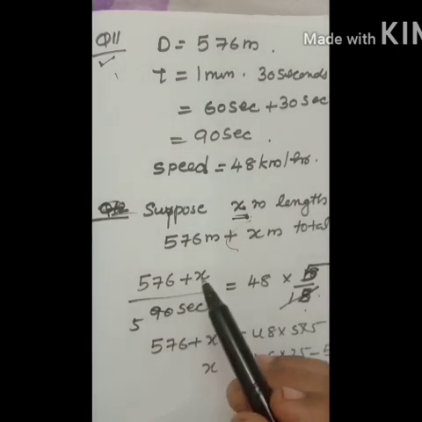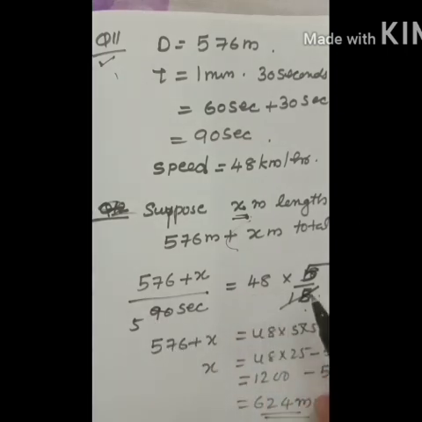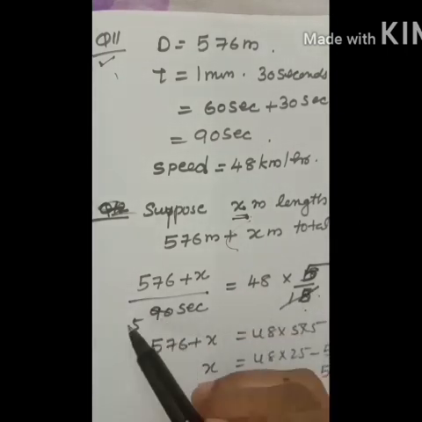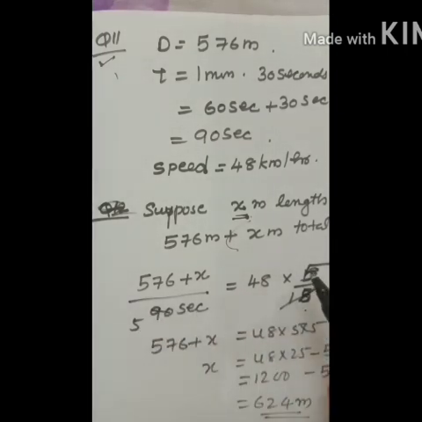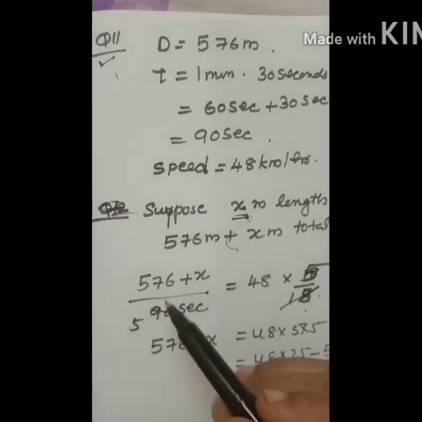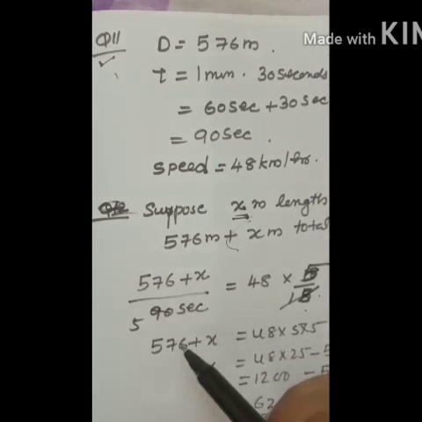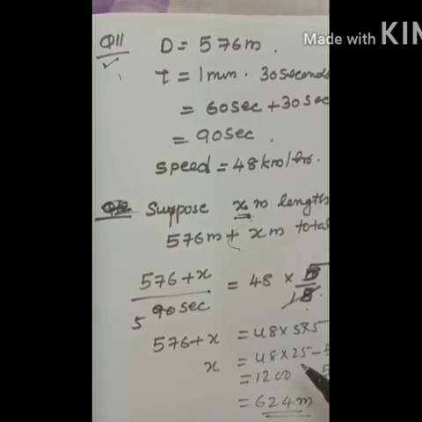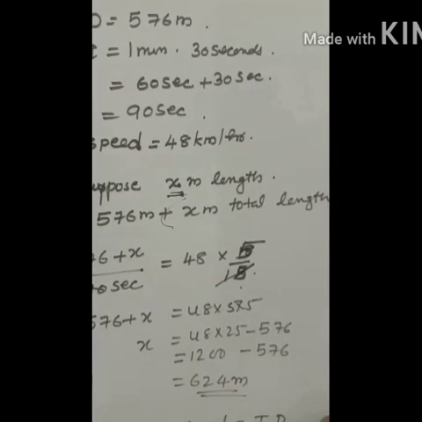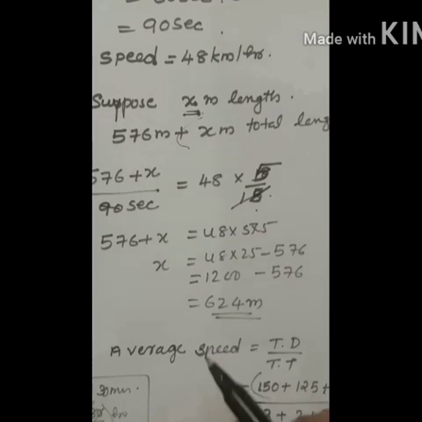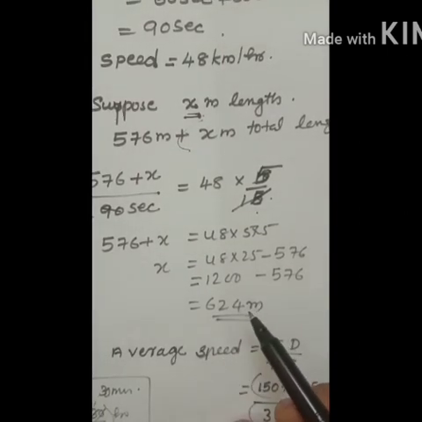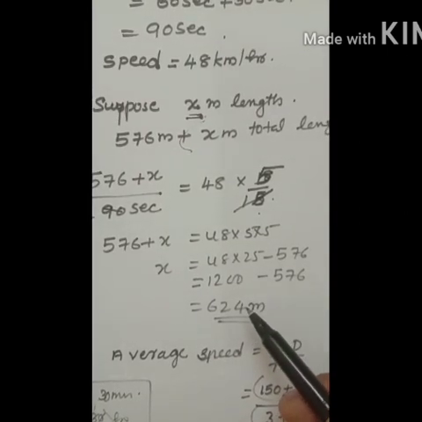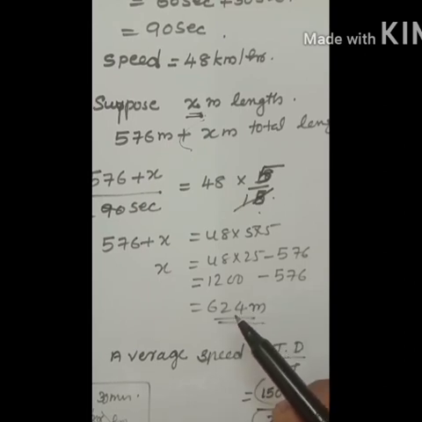Okay, 576 plus x equals, see, 90 and 18 cut out. This 5 will be moved here. 5 5s are 25, 48 into 25. 576 plus x. 576 will be moved here, plus will become minus. Subtract, you will get 624 meters. Okay. Question number 12.